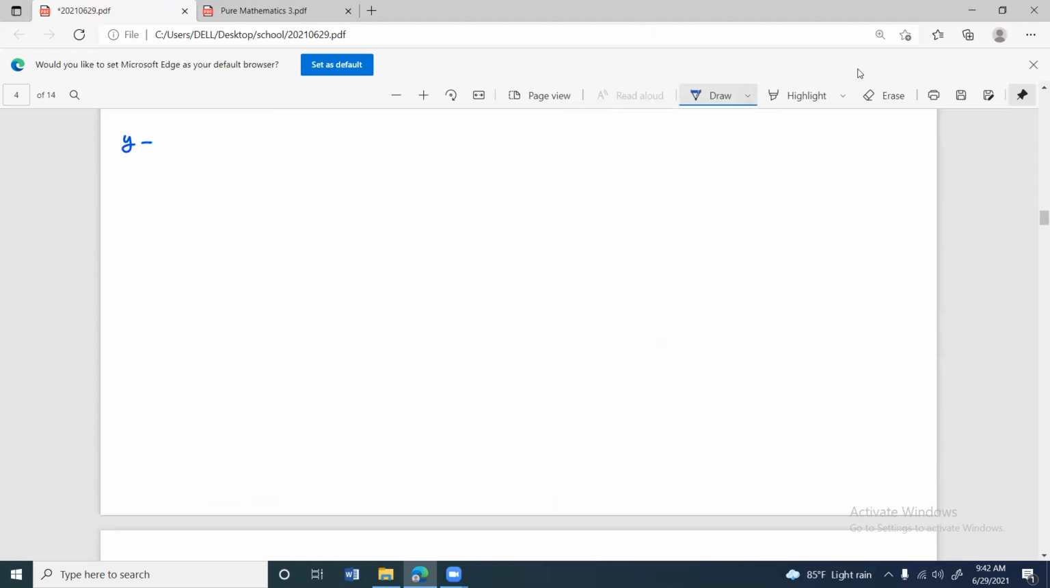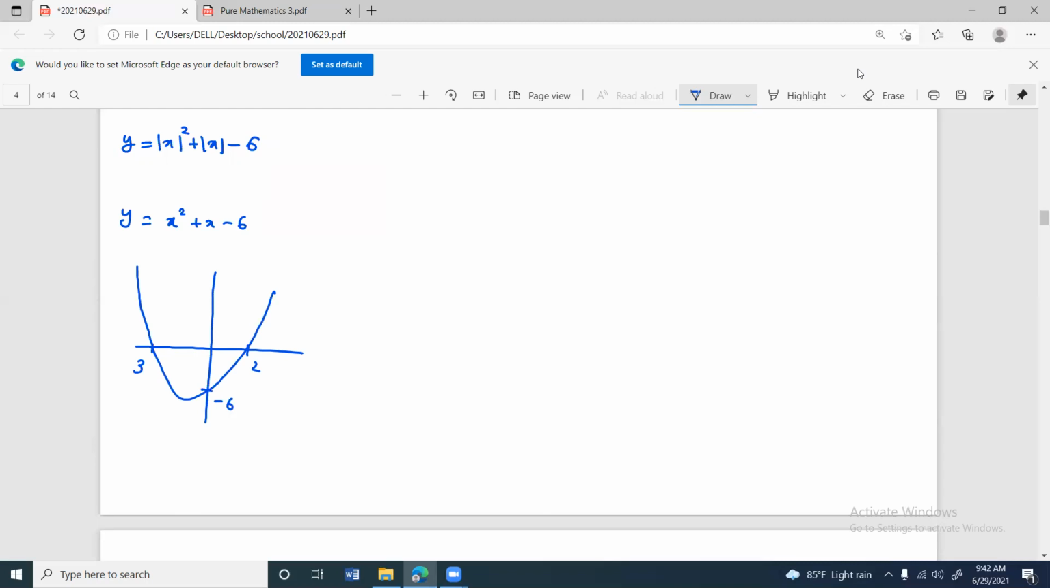y equals modulus of x squared plus modulus of x minus 6. Initially, we need to draw the graph of y equals x squared plus x minus 6. You should know how to draw this. The roots are 3 and 2. So the minimum comes to this side, where the value is minus 6, right?